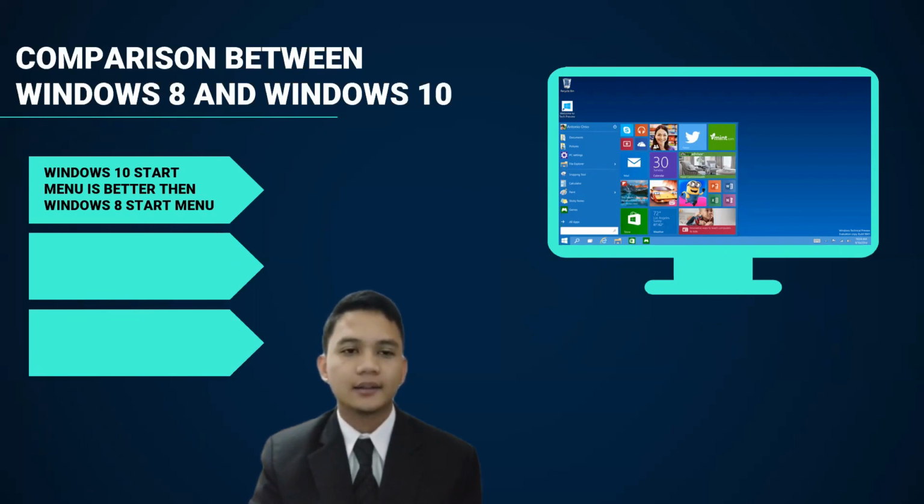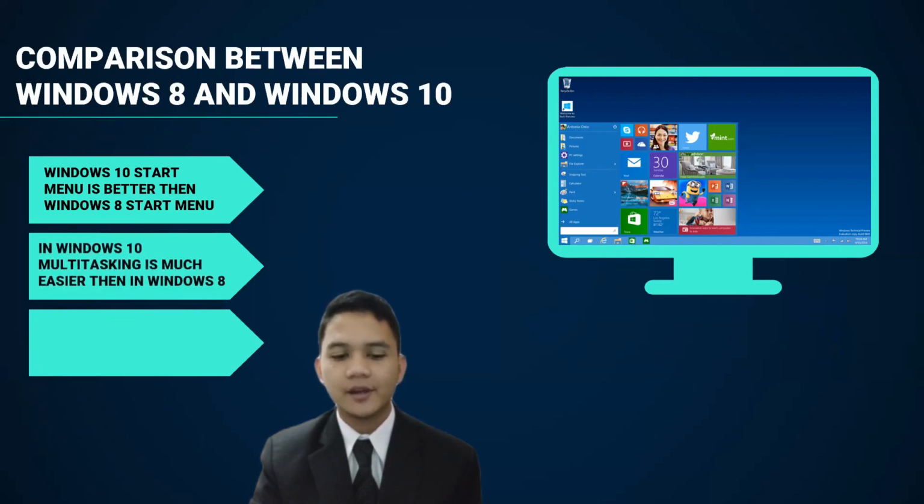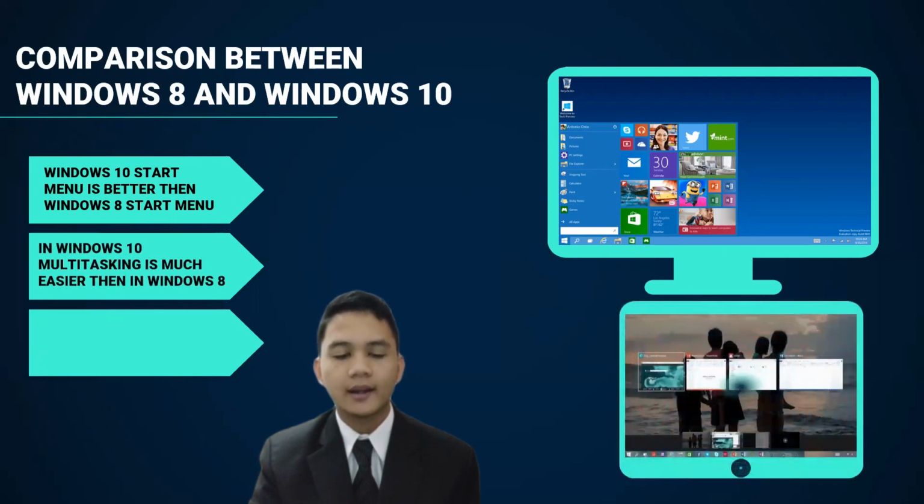And number 2, in Windows 10, multitasking is much easier than in Windows 8. Why? Because in Windows 8, applications from the Windows Store took up the whole screen, making multitasking more difficult.